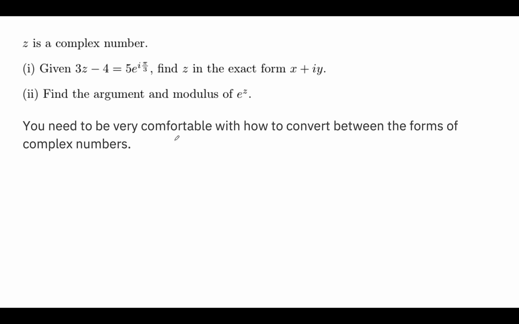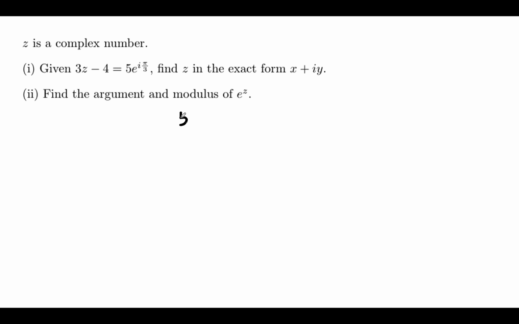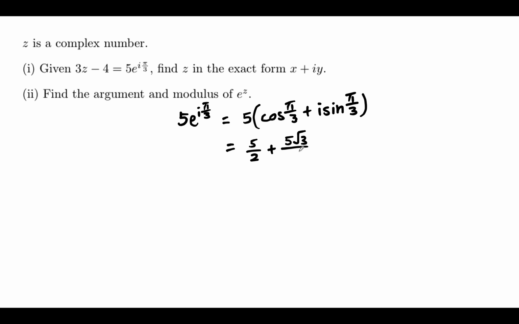Okay, so to do this question, the first thing we want to do is convert this thing over here into rectangular form, right? So we first convert it to polar form by writing it as so, 5e. This over here is equal to 5 times cosine pi over 3 plus i sine pi over 3. Right, next we realize that cosine pi over 3 is equal to half, so this is 5 over 2. And sine pi over 3 is equal to square root 3 over 2. So you get something like this.